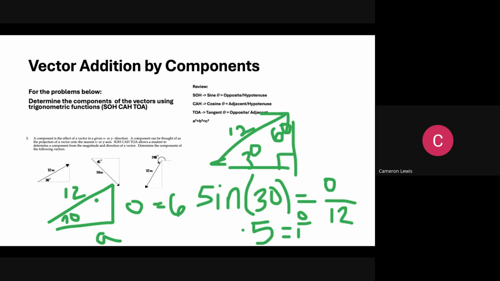Okay, cool. Now, to find the adjacent, we have to use which one? Cosine. Cosine, good. So now let's do cosine of 30 equals adjacent over hypotenuse. What's the hypotenuse? 12. 12. Now, real quick, put in cosine of 30 in your calculator.